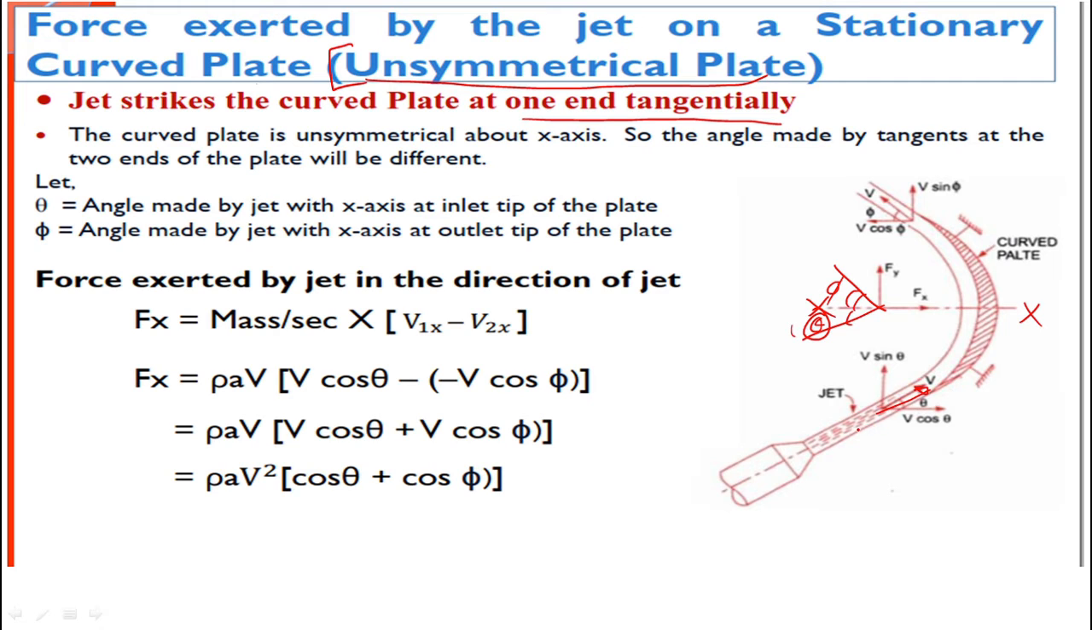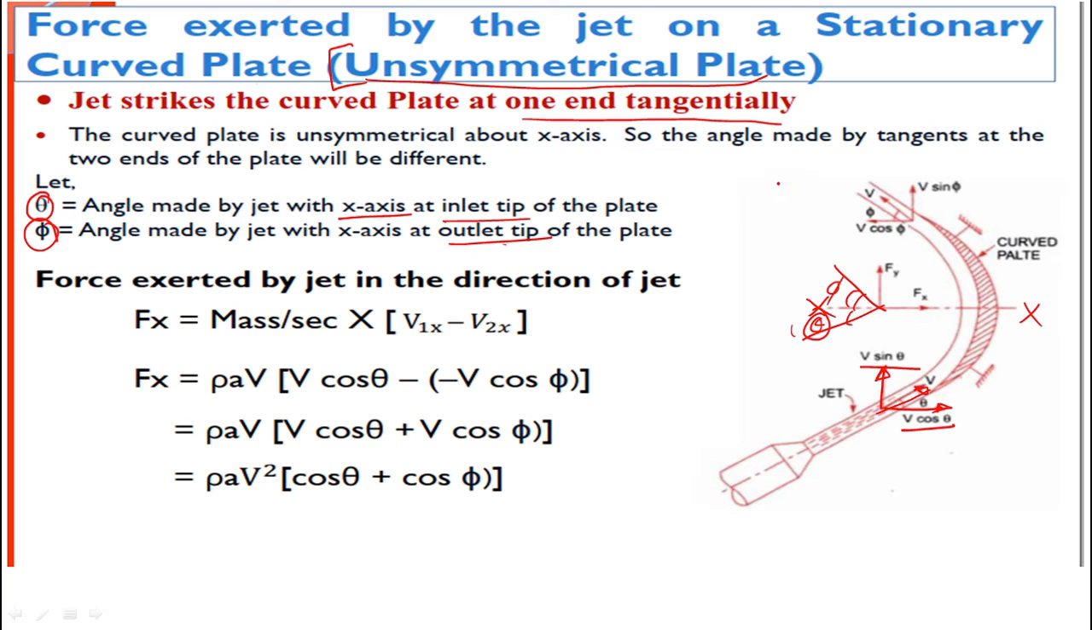As the jet strikes the plate at some angle, we can take the two components of this velocity. On the x-axis it will be v cos theta, on the y-axis it will be v sin theta. Here theta is the angle made by the jet with the x-axis at the inlet tip of the plate, whereas phi is the angle made by the jet with the x-axis at the outlet tip of the plate.